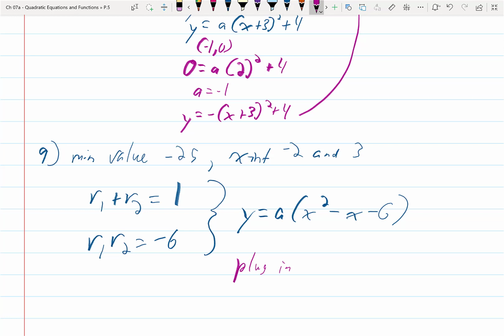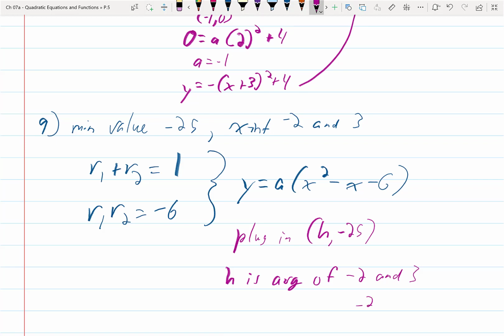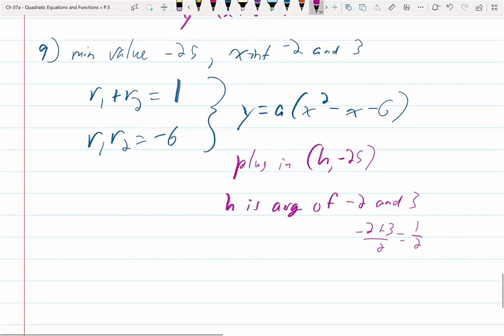I need to plug in anything, and I can plug in (h, k). I know that it's (h, negative 25). How do I figure out what h is? h is halfway between what two values? What I can say is h is the average of negative 2 and 3. What is the average of negative 2 and 3? Negative 2 plus 3 over 2, 1/2. So I know that (h, k) is (1/2, negative 25).